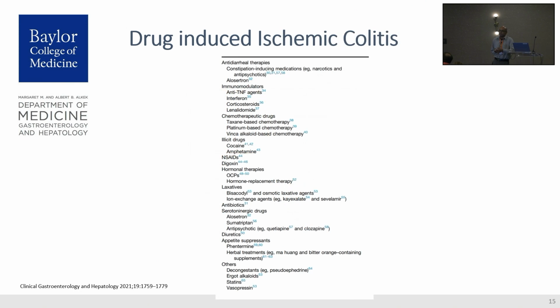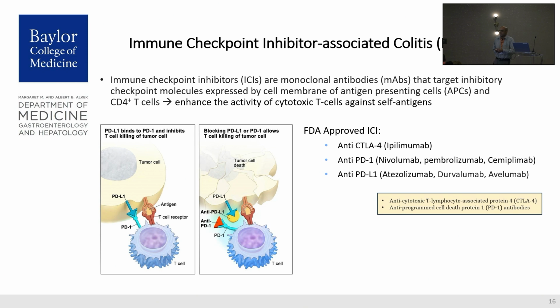Then drug-induced ischemic colitis, again, that is very important, like laxatives and antidiarrheal medications and digoxin, OCPs. It's a long list. So drug-induced colitis, that's how I separate them: inflammatory colitis and microscopic colitis and ischemic colitis. Then one last word about ICI colitis. It is an immune checkpoint inhibitor colitis.